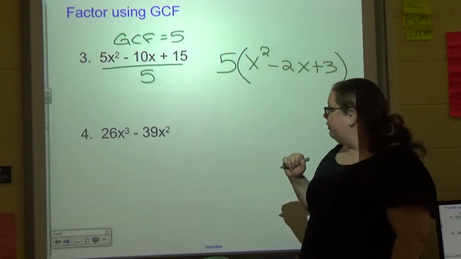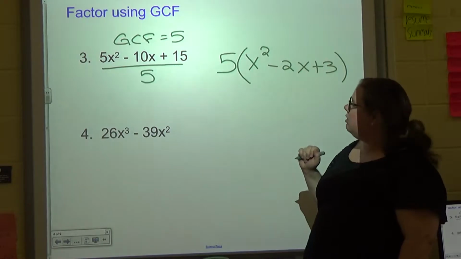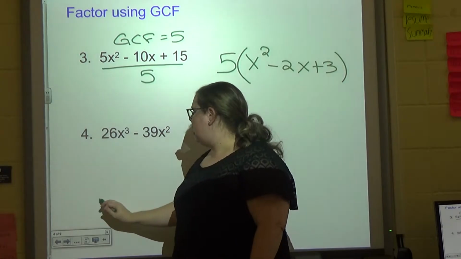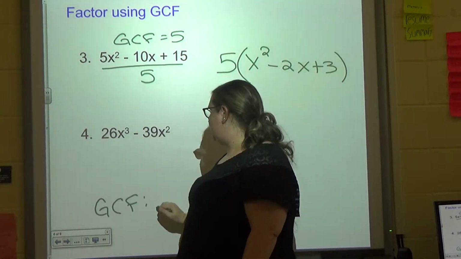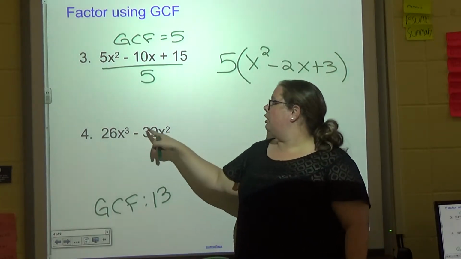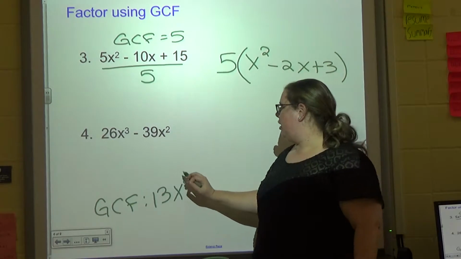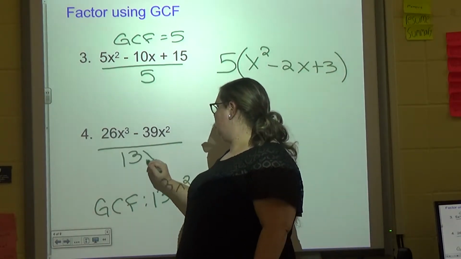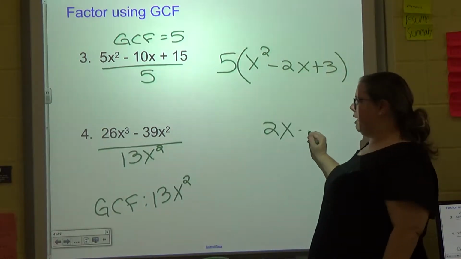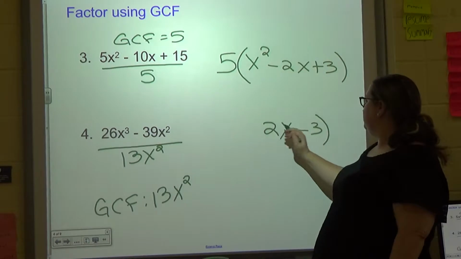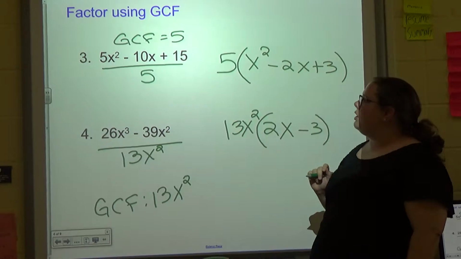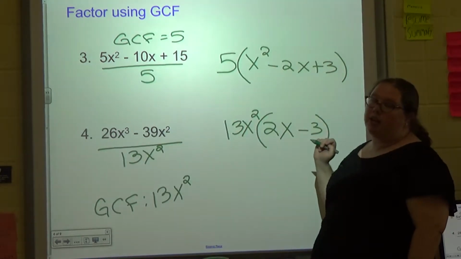Next one, we need our GCF. Little harder GCF. Anyone see it? I see it. It's 13. This is one I like to mess with kids. So my GCF is 13. 13 goes into 26 and 39. And then who has the smaller exponent? X squared. So let's divide. We get 2x minus 3 in parentheses, GCF on the outside. Right, so we just factored using GCF. So that was the first factoring lesson that I taught.